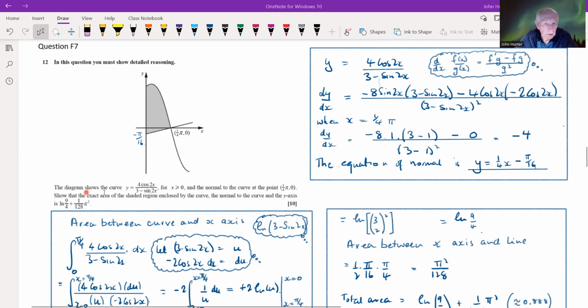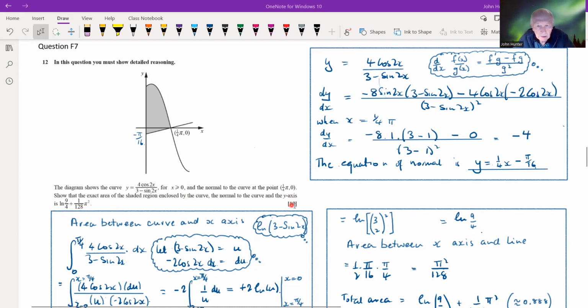The diagram shows the curve y equals 4 cos 2x divided by 3 minus sine 2x for x greater than 0, and the normal to the curve at the point pi by 4, 0. Show that the exact area of the shaded region is this expression here, natural log of 9/4 plus 1/8 pi squared. So, all right, we know we're in for a bit of a challenge here.